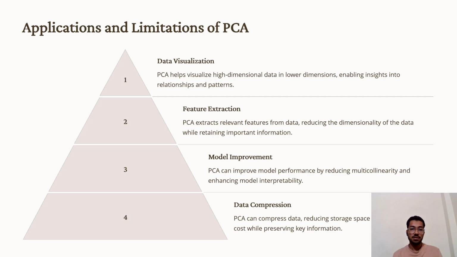So now we understand some of the applications and limitations of PCA. Data visualization: PCA helps visualize high-dimensional data in lower dimensions, enabling insights into relationships and patterns. Feature extraction: PCA extracts relevant features from data, reducing the dimensionality of the data while retaining important information. Model improvement: PCA can improve model performance by reducing multicollinearity and enhancing model interpretability. Data compression: PCA can compress data, reducing storage space and computational cost while preserving key information.